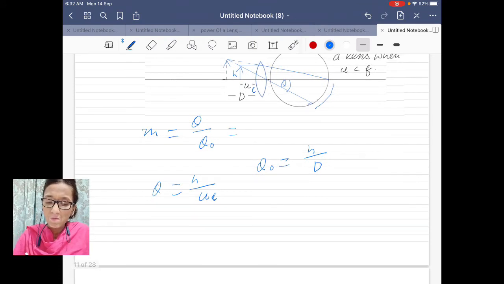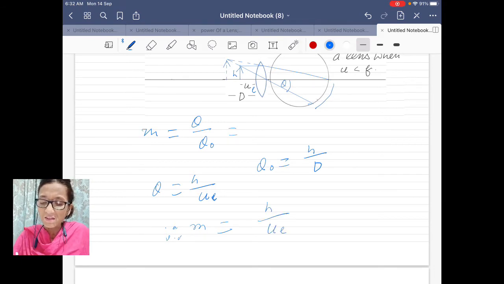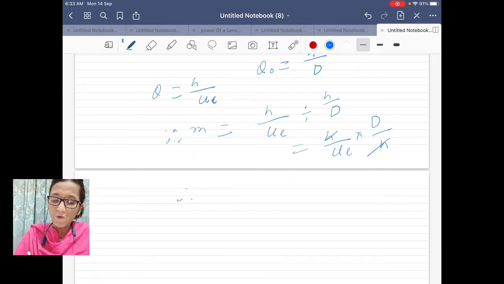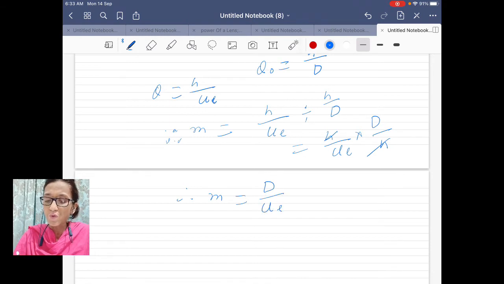So now magnification is equal to theta, which is h by u with lens, divided by theta naught, that is h by d, and this is equal to h by u with lens into d upon h. H and h cancel, therefore magnification comes equal to d upon u with lens.